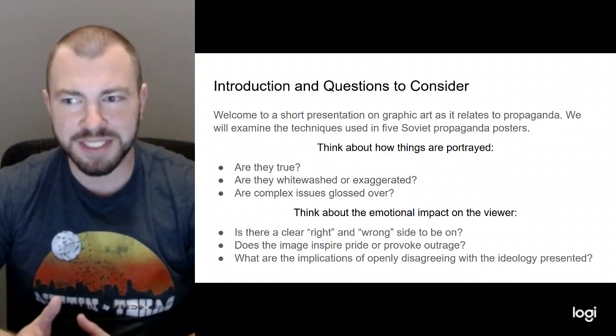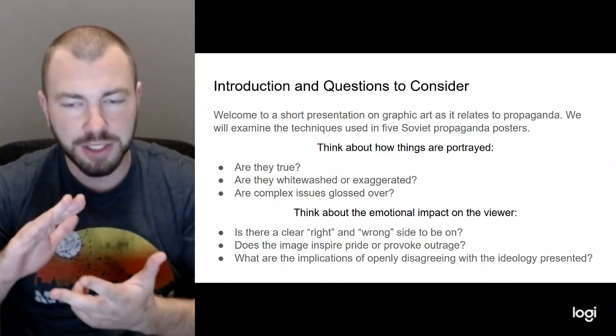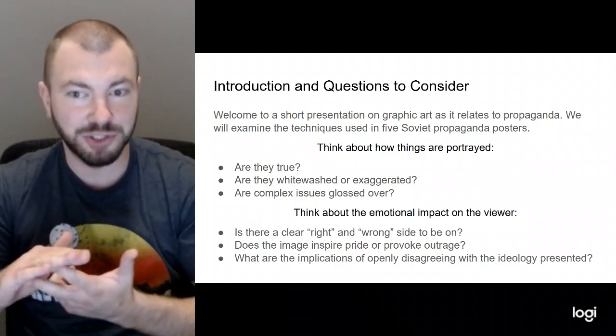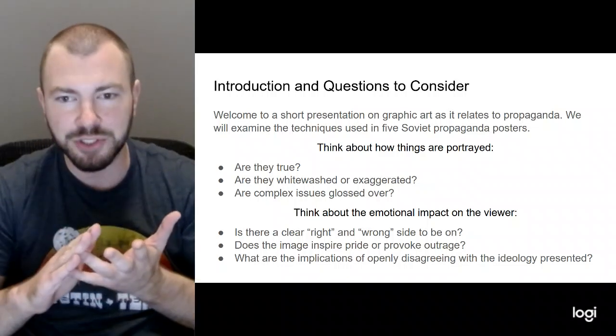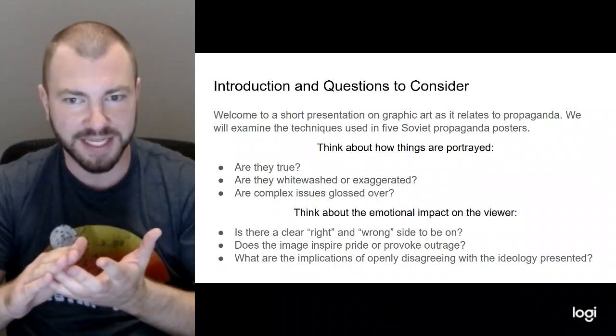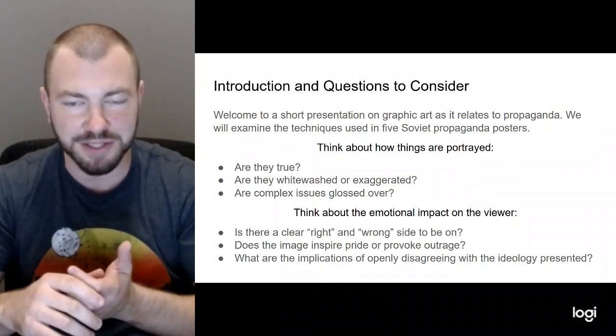As we go through these images, there's going to be, again, 5 of them. The first one is from World War II. 2 of them are extolling the virtues and values of socialism and life in the Soviet Union. And then the final 2 are vilifying and decrying the West and what was seen as American imperialism and aggression to the rest of the world.